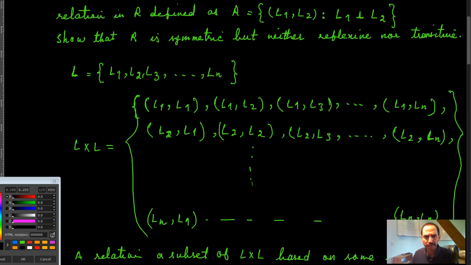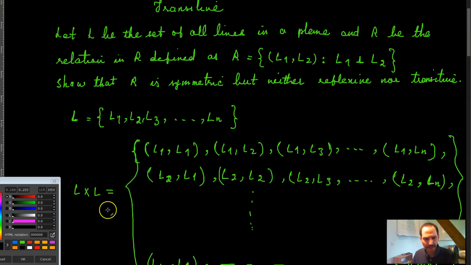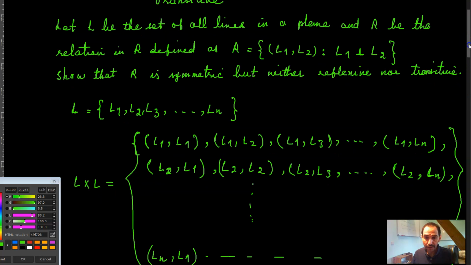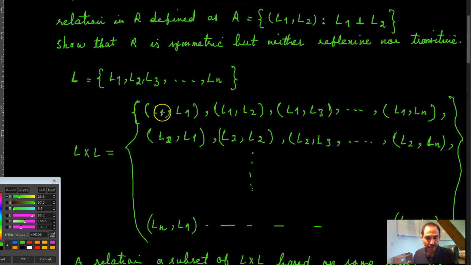Okay, so now we said that let L be the set of all lines in a plane and R be the relation defined as R equals all the ordered pairs (L1, L2) such that L1 is perpendicular to L2. That means that if you calculate the Cartesian product of L and L, you will get all of these ordered pairs.